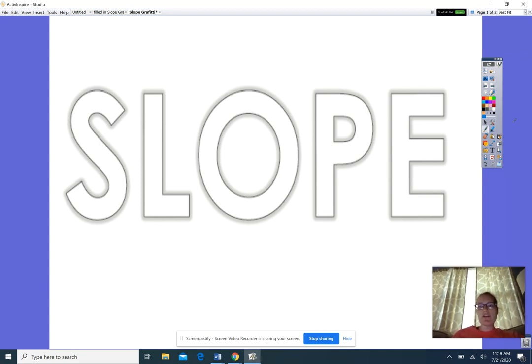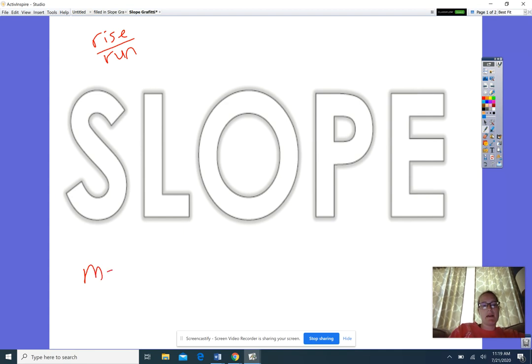Now, when we first started learning about slope, we first talked about how it is rise over run. So I'm going to write that down. We also talked about the formula for slope. Now we use the variable m. So we used y2 minus y1 over x2 minus x1.